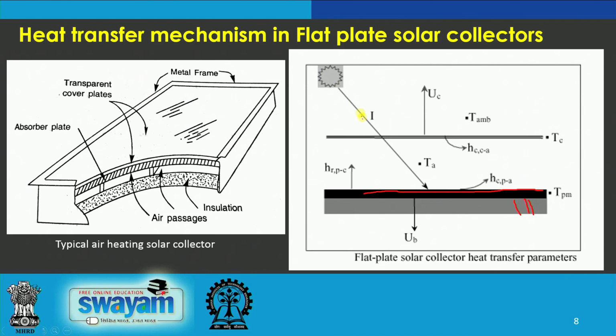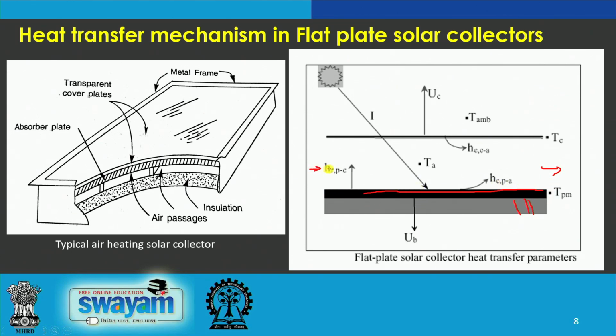Radiation that is falling on the glass cover, a part of it is reflected back and the rest of the radiation is transmitted through the glass cover and absorbed by the absorber plate. So, when air is passing from one end of the collector to the other end of the collector, it crosses the passage length of the collector. This absorber plate is already heated.